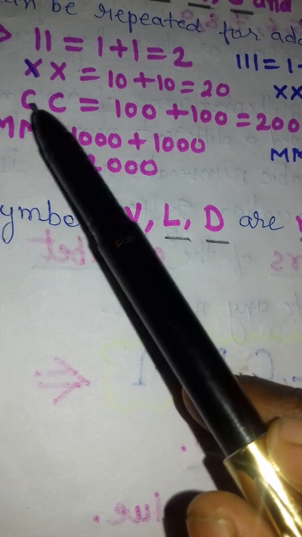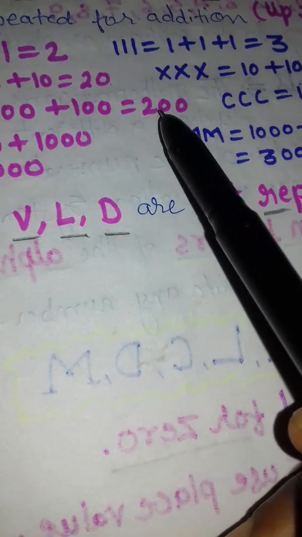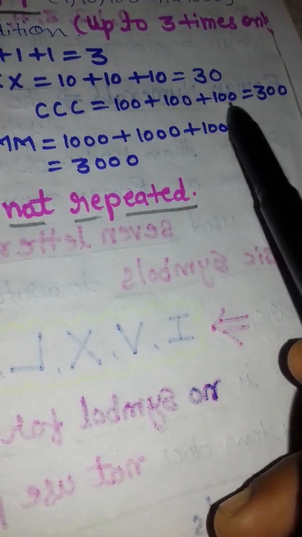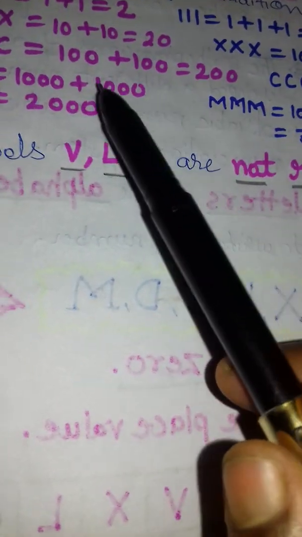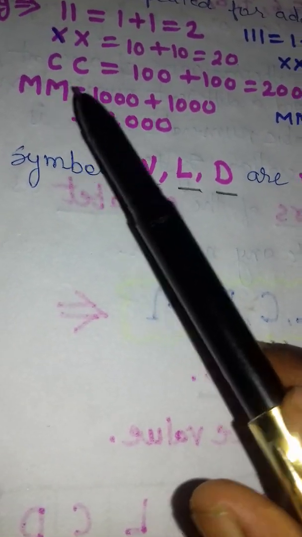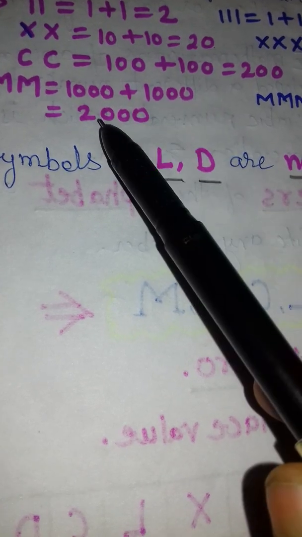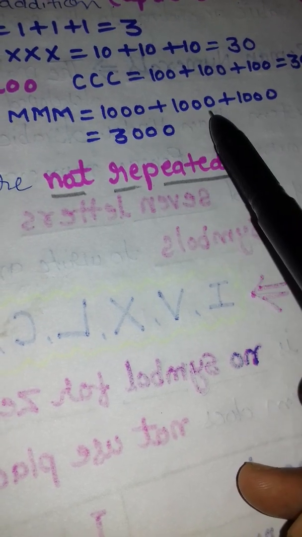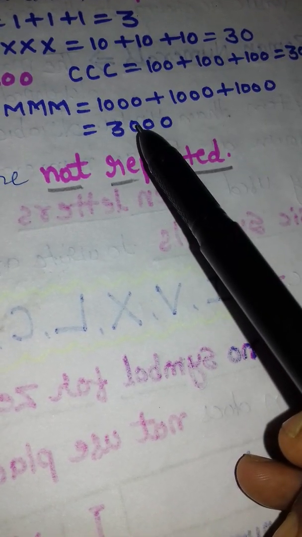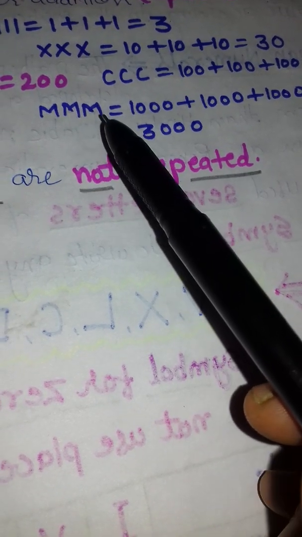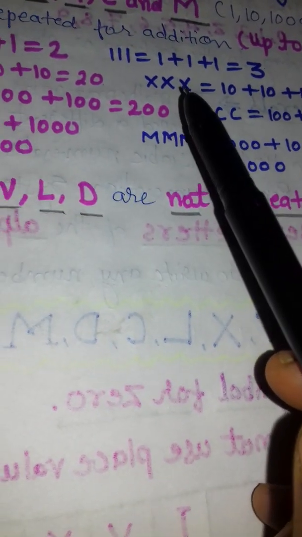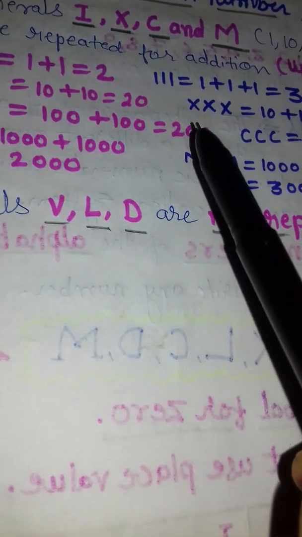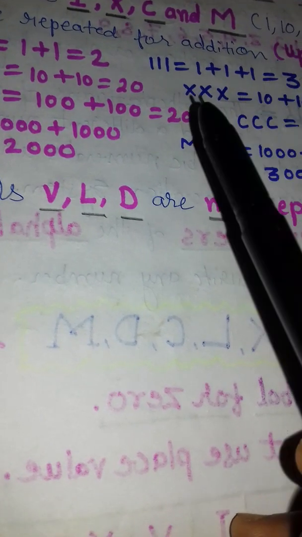If we write C 2 times, 100 plus 100, that is 200. If we write C 3 times, 100 plus 100 plus 100 is equal to 300. Similarly, see the example for M. If we write M 2 times, 1000 plus 1000 comes to 2000. And if we write M 3 times, it is 1000 plus 1000 plus 1000 equal to 3000. But we cannot write M 4 times, or C 4 times, or X 4 times, or I 4 times. So these symbols can be repeated only 3 times.